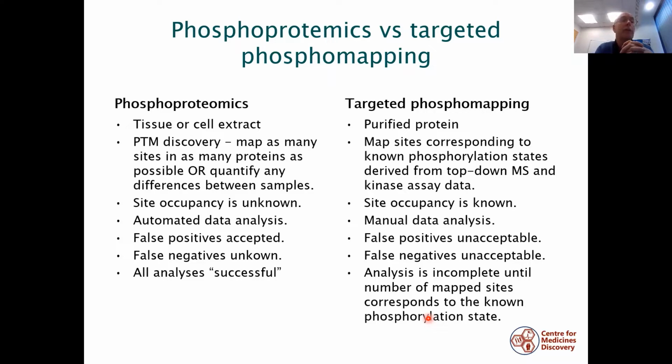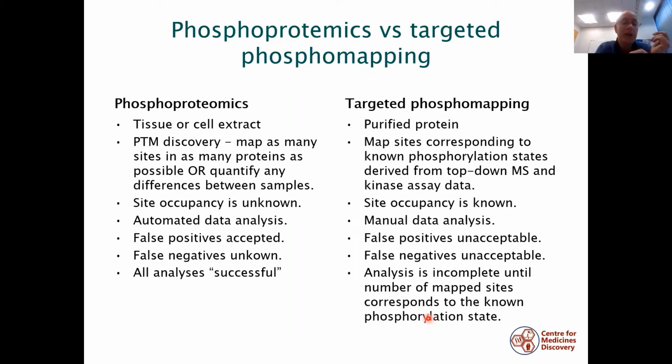So we know that the protein is phosphorylated. We've got an idea of how many sites it has based on the phosphorylation state, and the idea is to map all of those sites. In a proteomics context, site occupancy is unknown. In the targeted context, the site occupancy is known, so we know how many sites we're looking for. For proteomics, you are forced to use an automated data approach because your data sets are too large. For a targeted approach, you need to use a manual data analysis approach, and I'll describe that shortly.